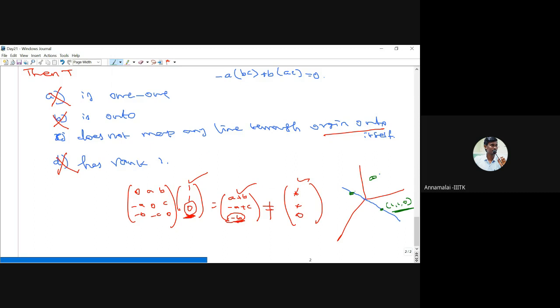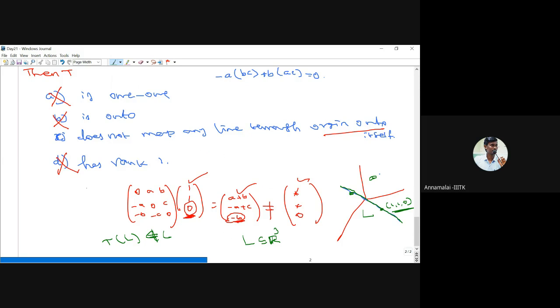So if you consider this as a subset, this line is also a subset. Maybe we call it L. So L is a subset of R3. Now T of L is not equal to L, that is, it is not contained in L. It maps somewhere else, therefore it's not onto. Any point on a line passing through the origin is not mapped to the same line, because I'm talking about onto here.